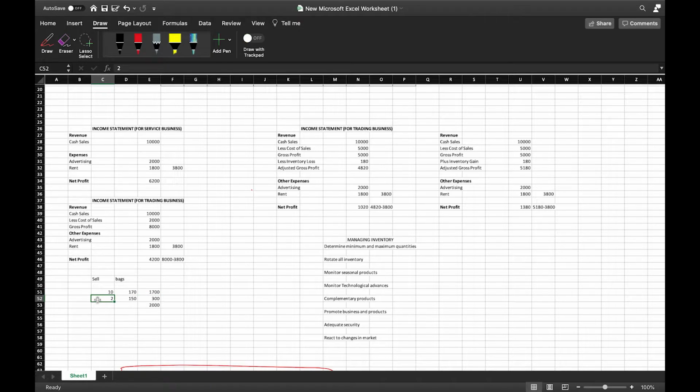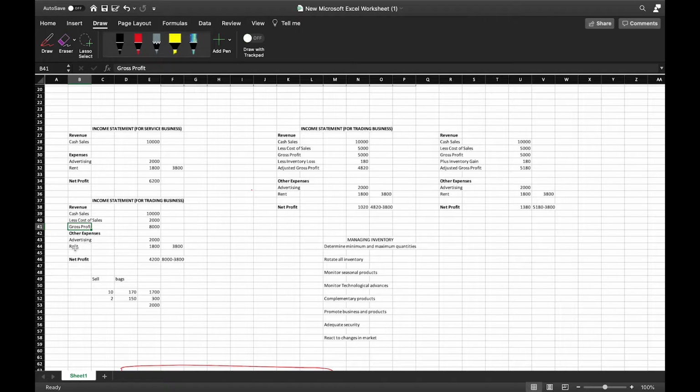We also have sold 2 of the 150 each, so the total value becomes 300. So the total cost of the 12 bags that we have sold is $2,000, and the cost of those bags becomes cost of sales. We take the revenue less cost of sales, $2,000, and we have a gross profit of $8,000. So gross profit is the revenue minus cost of sales.